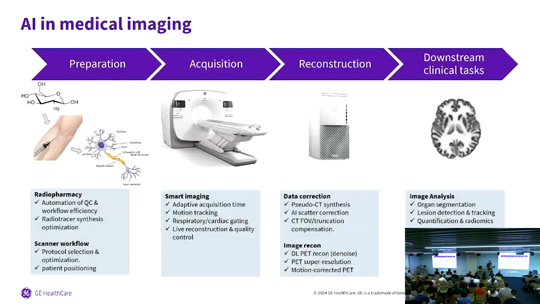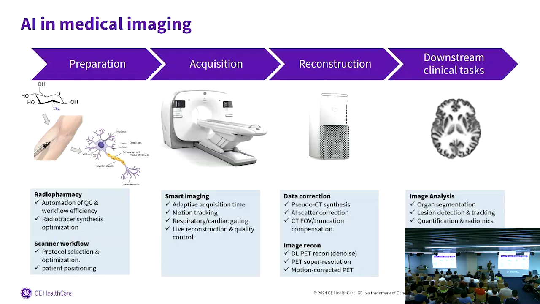We start from preparation, where we prepare the radiopharmaceutical, or we prepare the patient. There are a tremendous number of applications where, for example, in the hot lab, you want to automate certain tasks, or when the patient is there, you want to do optimized protocol selection, or what I showed you, patient positioning. And then we go to data acquisition.